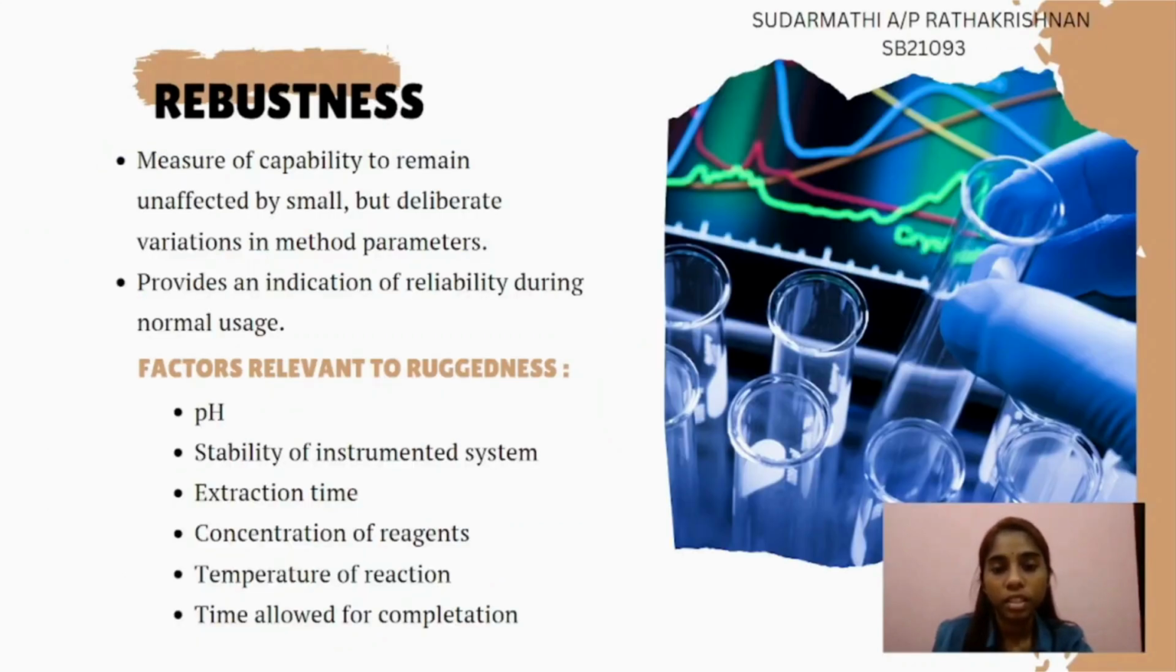Robustness is a measure of the capability to remain unaffected by small but deliberate variations in method parameters. It also provides an indication of reliability during normal usage. There are some factors of ruggedness such as pH, stability of the instrument system, extraction time, concentration of reagents, temperature of reactions, and time allowed for completion.